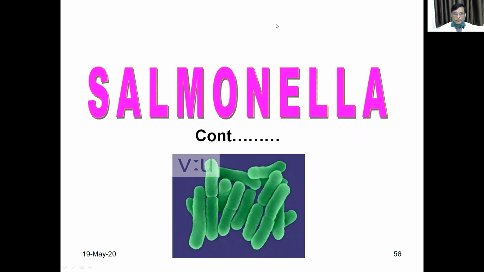genus Salmonella. The first one is enteric fevers. That includes typhoid and paratyphoid fevers. Typhoid fever is caused by Salmonella typhi. Paratyphoid fevers are caused by Salmonella paratyphi A, B, C. Then food poisoning. And the third entity is septicemia. So now we are going to the lab diagnosis of Salmonella as today's lecture.